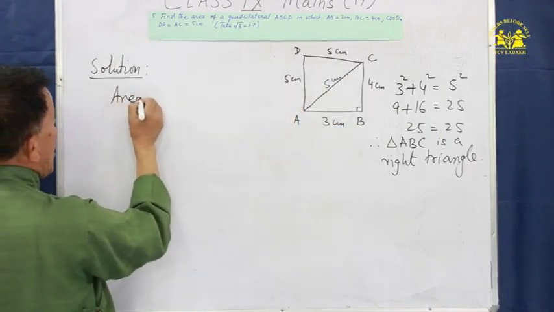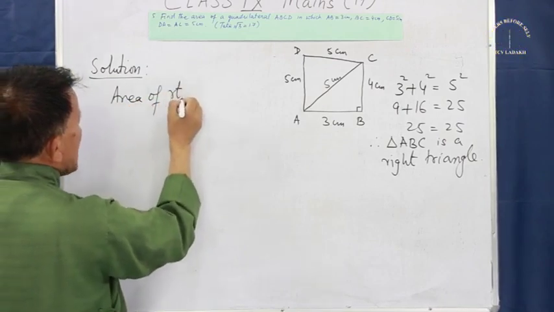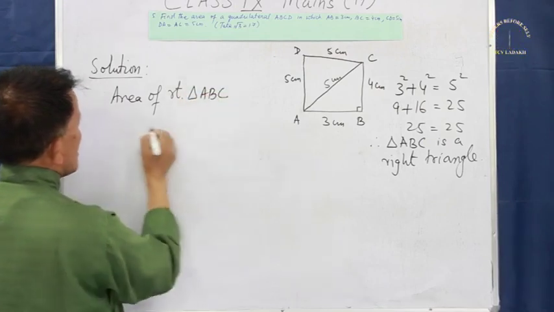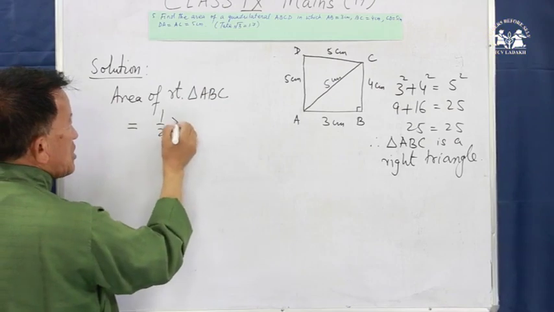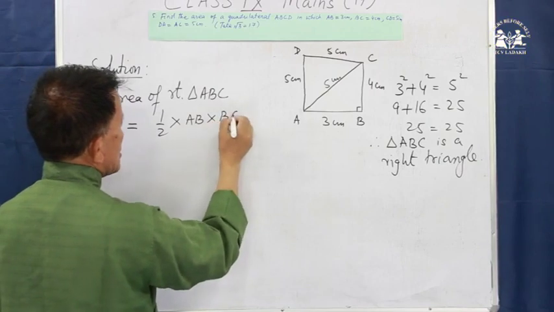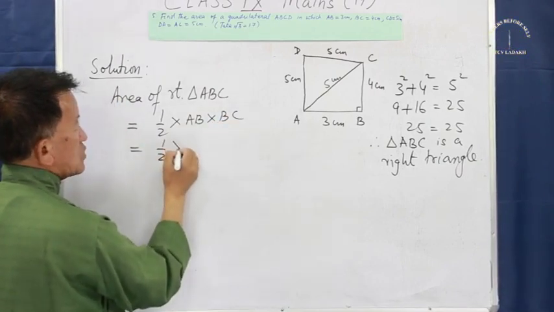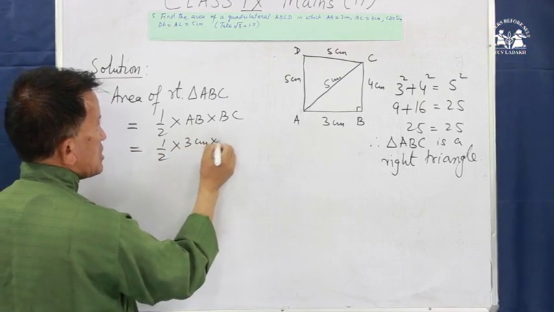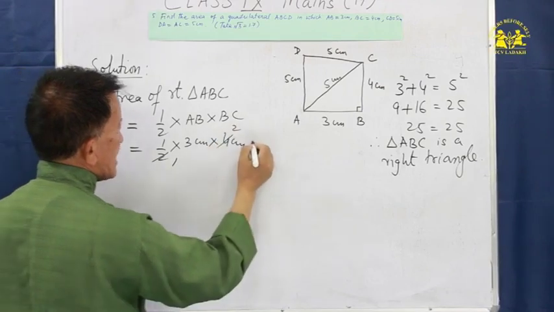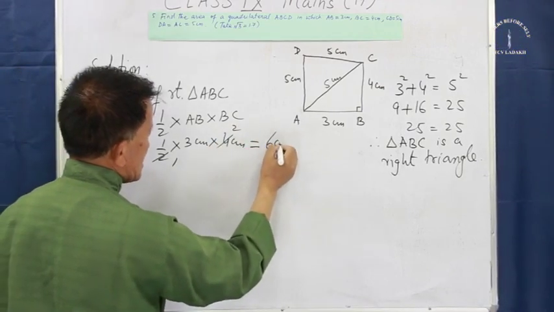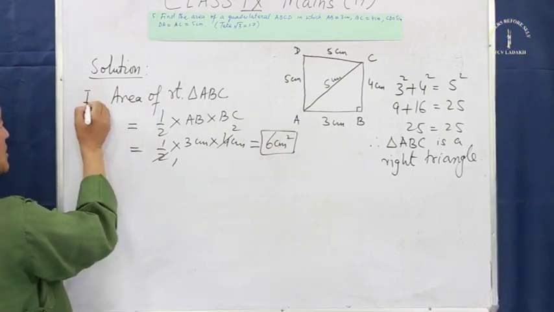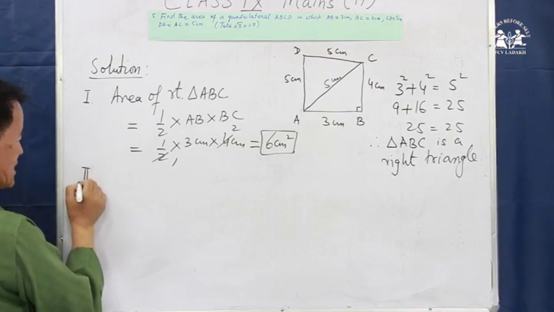So area of right triangle ABC is equal to half base, which is AB, into height, which is BC. So it is equal to half into AB, which is 3 centimeter, and BC, which is 4 centimeter. 2 ones are 2, 2 twos are 4, 2 threes are 6. So this is 6 square centimeter. Okay, so this is the first part. And the second part is the second triangle.